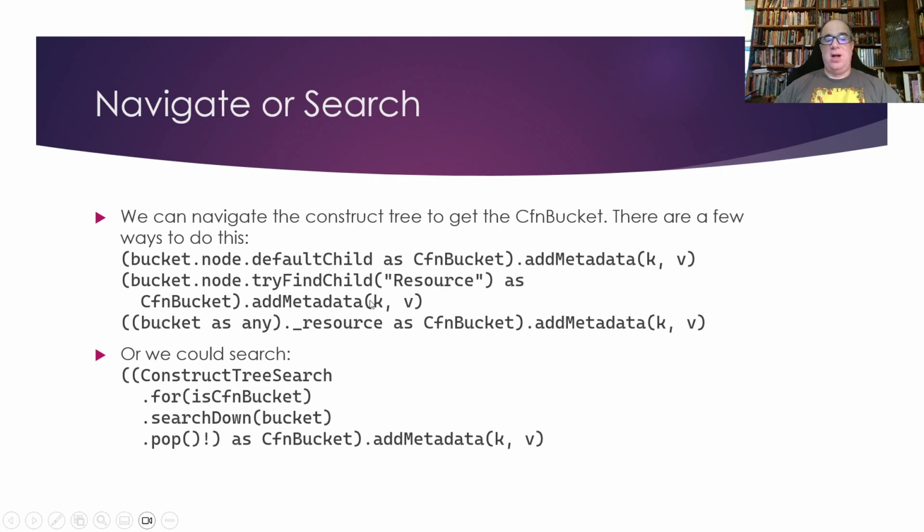And then I can just call add metadata there. And it will be the same CFN bucket that it would have gotten if I just called default child. I could also be a little bit of an anarchist and use the private underscore resource variable of bucket. That's probably not the best way to do it, but it works just as well.